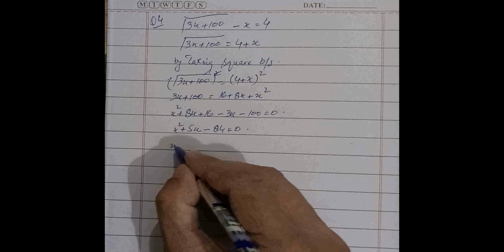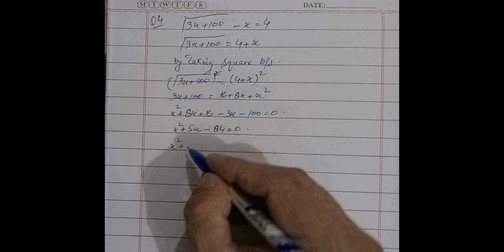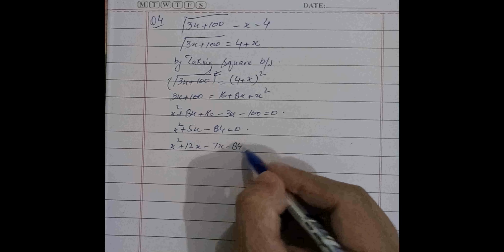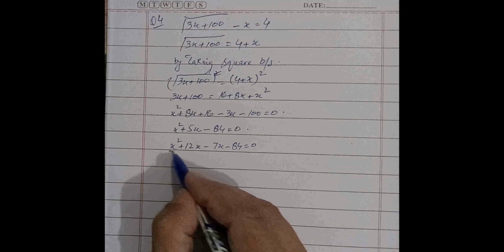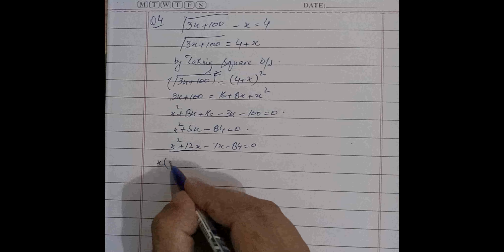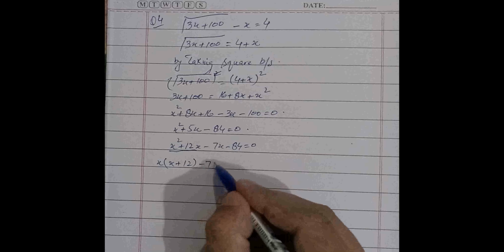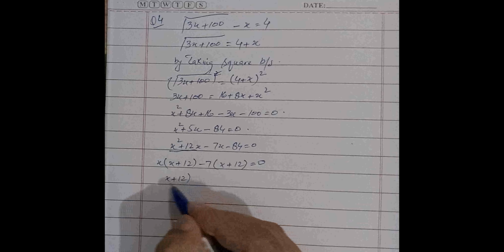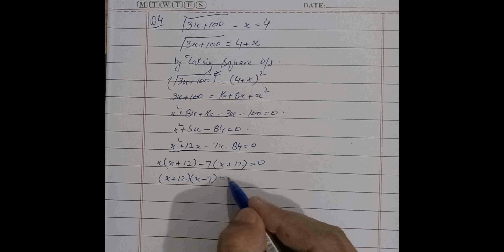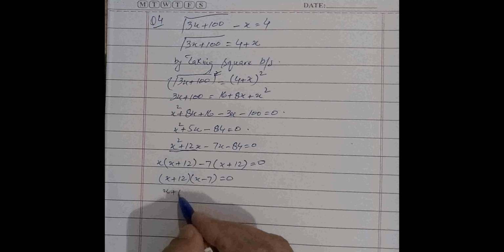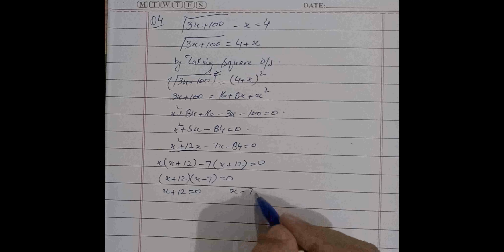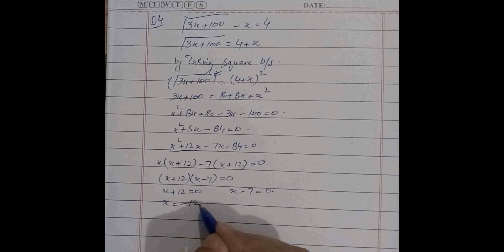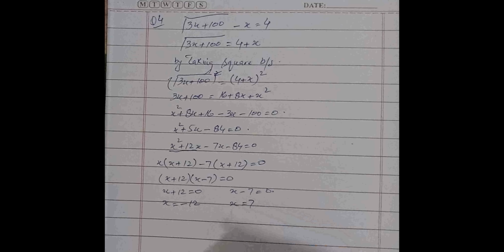We get x square plus 12x minus 7x minus 84 is equal to 0. Taking common, x into x plus 12 minus 7 into x plus 12 is equal to 0, x plus 12 times x minus 7 is equal to 0. We get x plus 12 is equal to 0, or x minus 7 is equal to 0. Find the values of x. We get x is equal to minus 12, and the second is x is equal to 7.